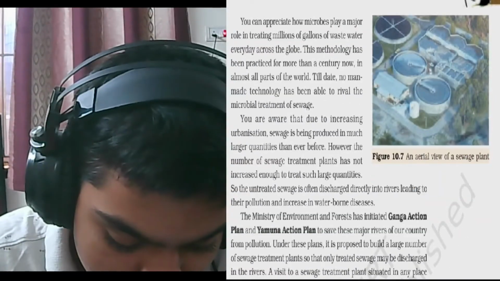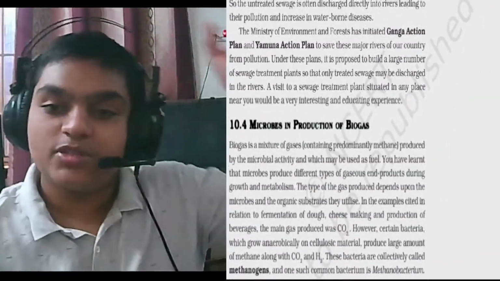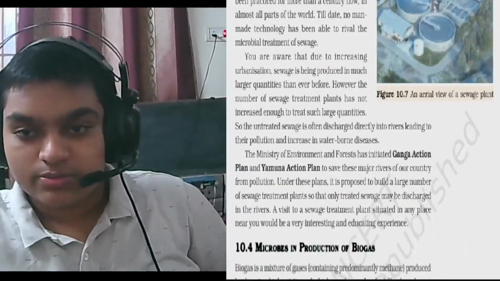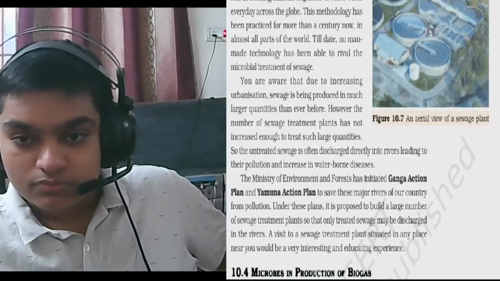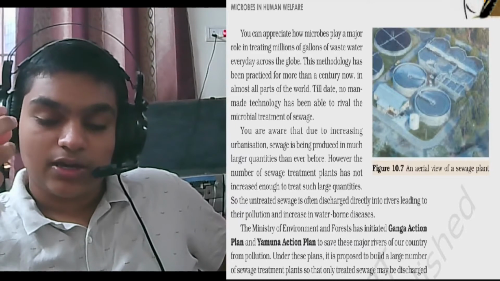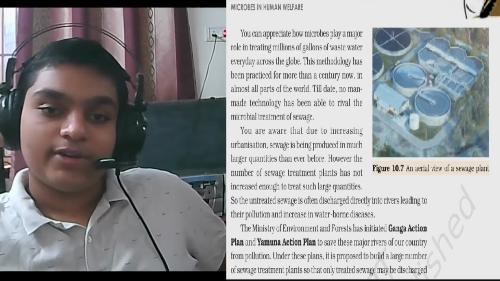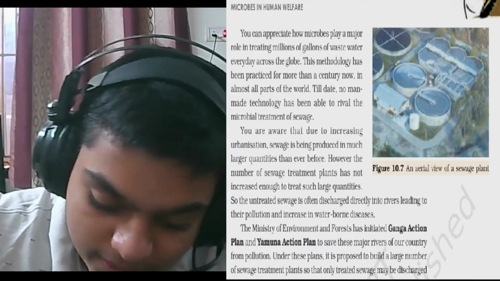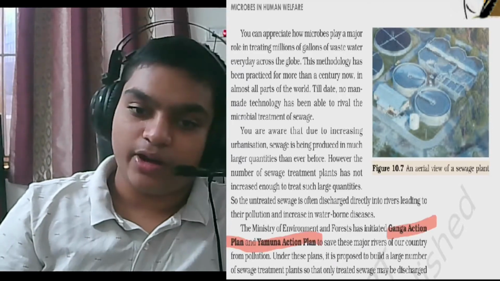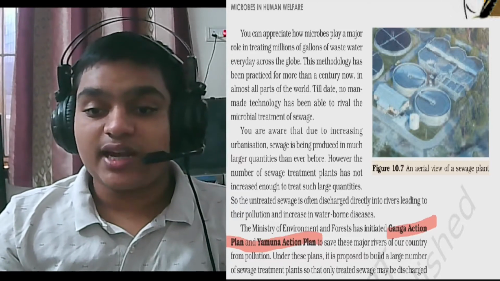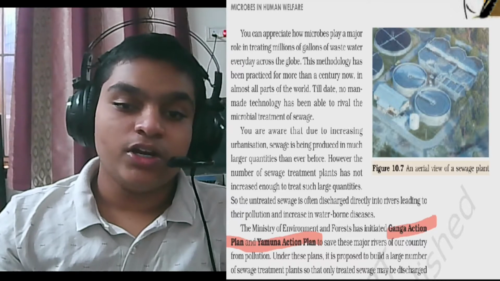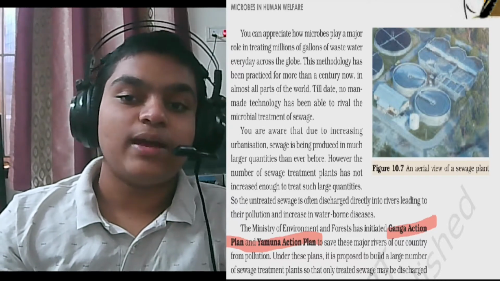So about the microbes in biogas production, we have this one, 10.4. Now let's move on here. In order to create awareness among the people, the central government has started two action plans called the Ganga Action Plan and the Yamuna Action Plan. Why did they decide to clean these two rivers? One, they are major rivers of India. Two, we see them as holy rivers.